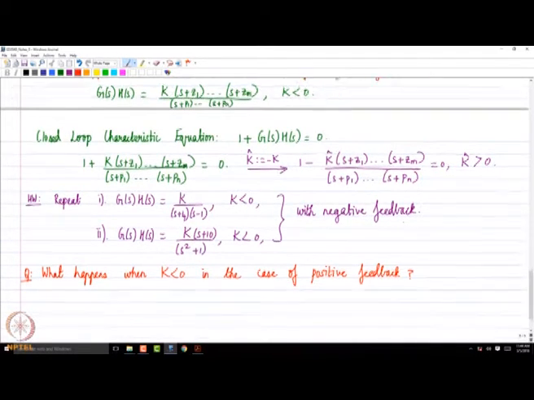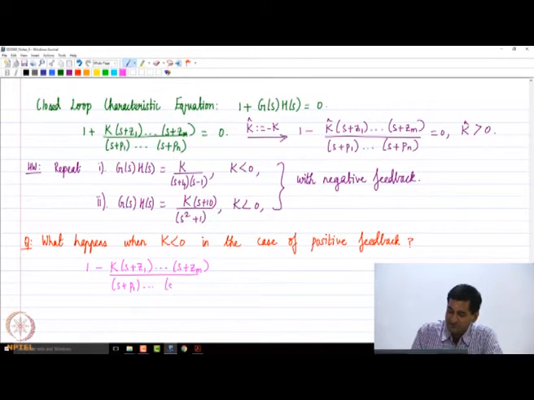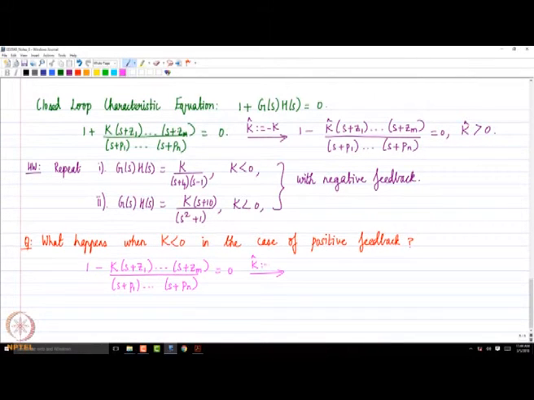The answer is pretty obvious, right? If you have positive feedback, what do you think will happen to the closed loop characteristic equation? It will become 1 minus k (s plus z1) all the way till (s plus zm) divided by (s plus p1) all the way till (s plus pn) equal to 0. So once again we define a k hat which is negative of k. So I will get 1 plus k hat (s plus z1) all the way till (s plus zm) divided by (s plus p1) all the way till (s plus pn) equal to 0, k hat being now greater than 0.